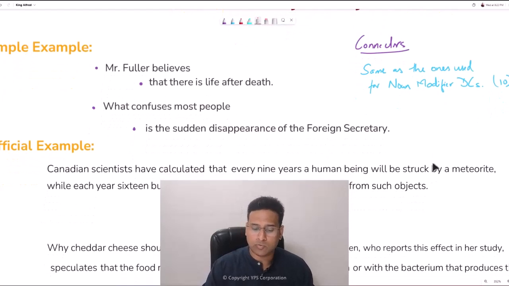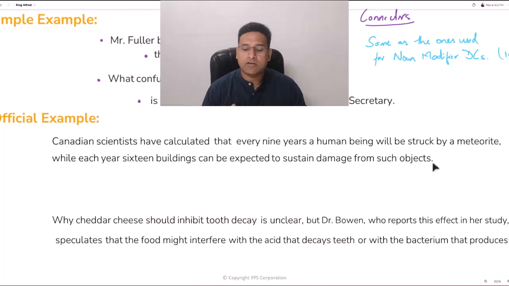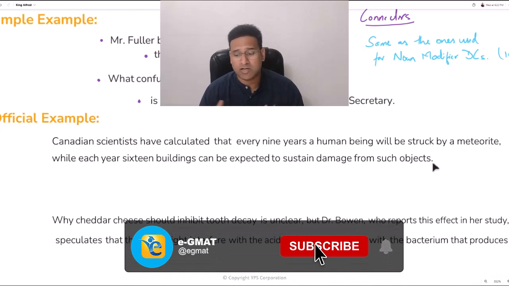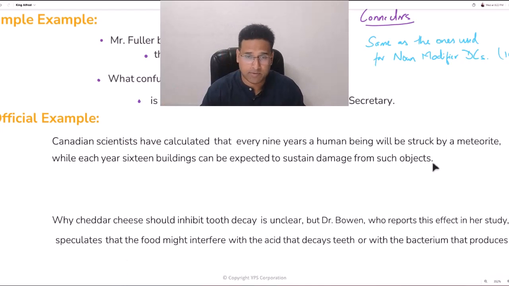Now let's get down to an official example very quickly. Canadian scientists have calculated that every 9 years a human being will be struck by a meteorite, while each year 16 buildings can be expected to sustain damage from such objects. So another interesting sentence with a bit of a contrast going on, about the frequency of sustaining damage from a meteorite. There's a contrast between how frequently a human being will sustain such damage and a building would sustain such damage. So that's as far as the meaning is concerned, but let's just do a bit of sentence structure analysis also, right?